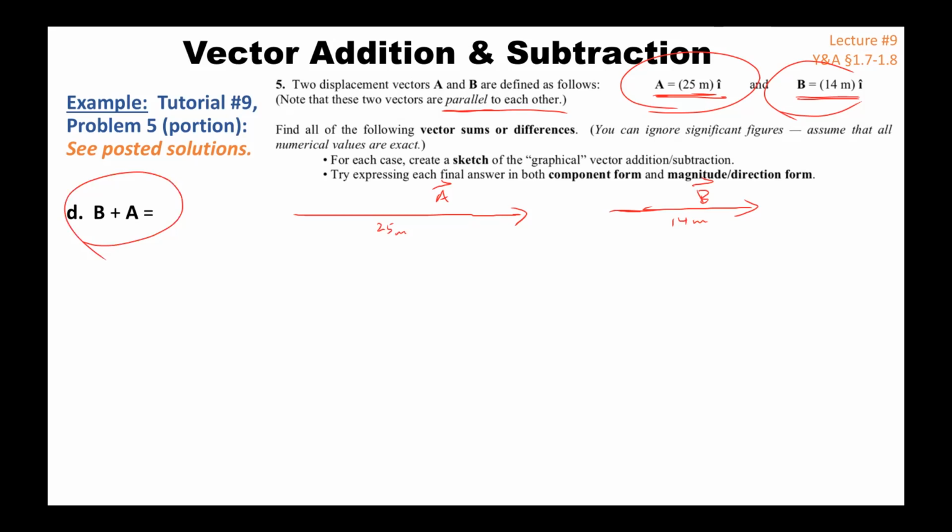All right, well, there's two ways to do it. One is to make a sketch and use the triangle method, and the other way is to use components. So let's do a sketch and do the triangle method first. Oops, I'm sorry, that's a mistake. I wanted to do a part D, which is B minus A. Okay, so first let's start with a sketch.